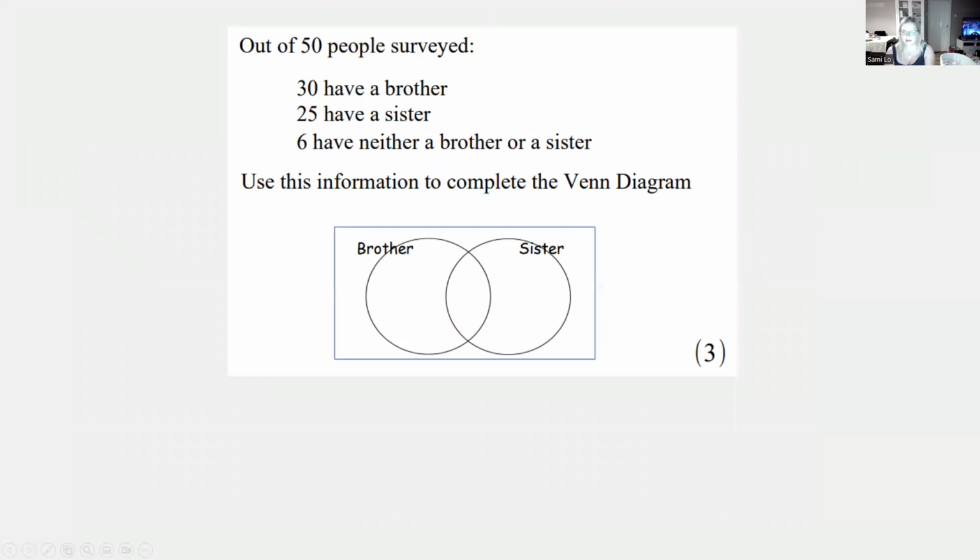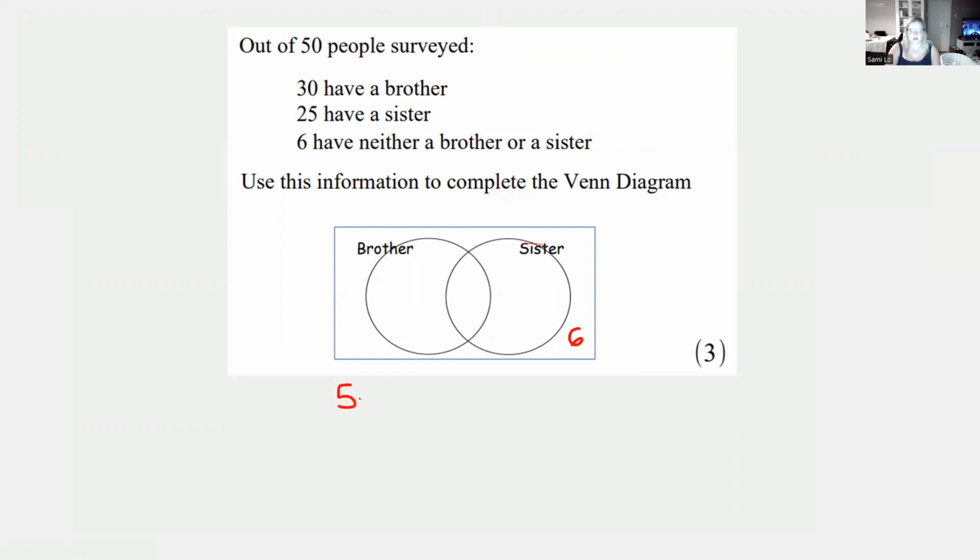Okay, so these are the last questions we've got. Out of 50 people surveyed, 30 have a brother, 25 have a sister, and 6 have neither a brother nor a sister. So straight away at this moment in time, I know these do not add up to 50, and this is one of our clues. So 30 have a brother, that means that whole circle needs to equal 30. 25 have a sister, so that whole circle has to be 25. 6 have neither a brother nor a sister. I can write that in straight away.